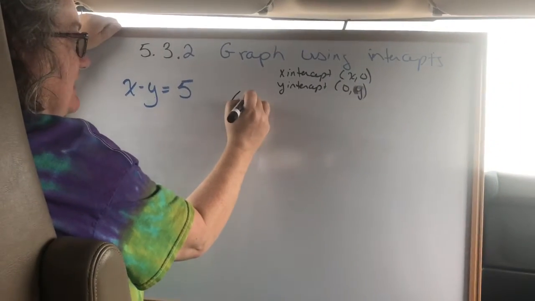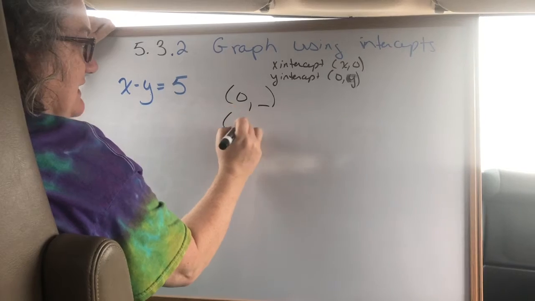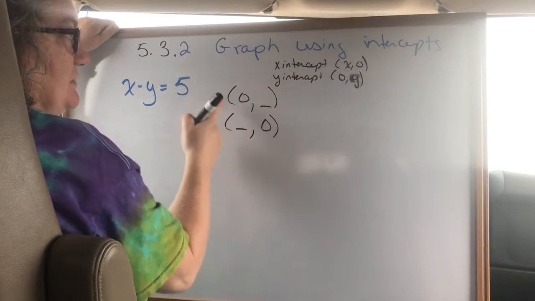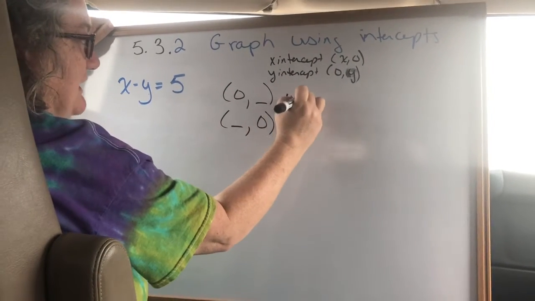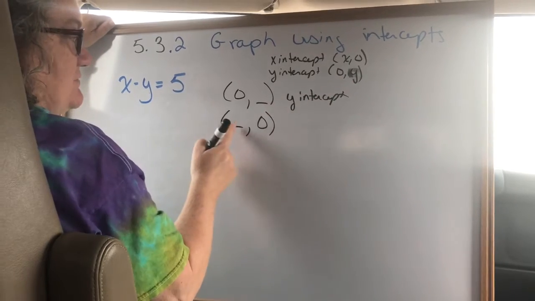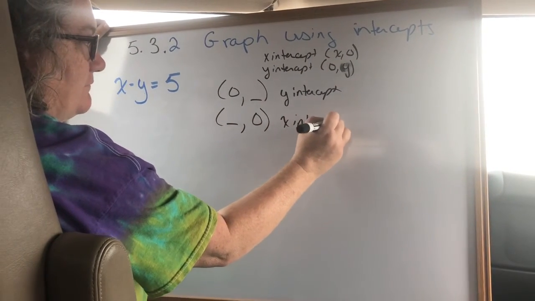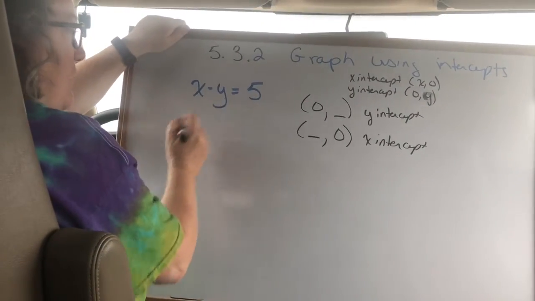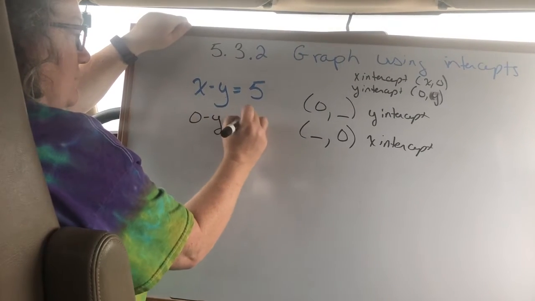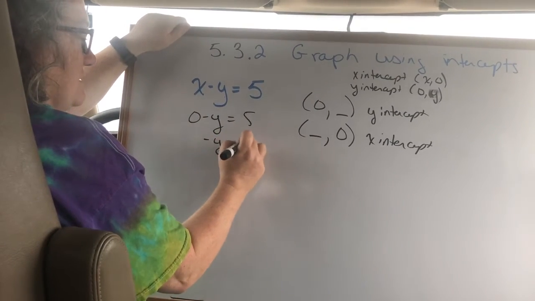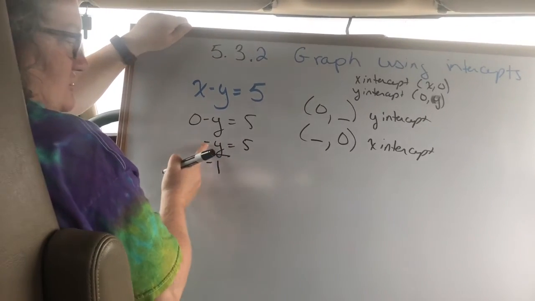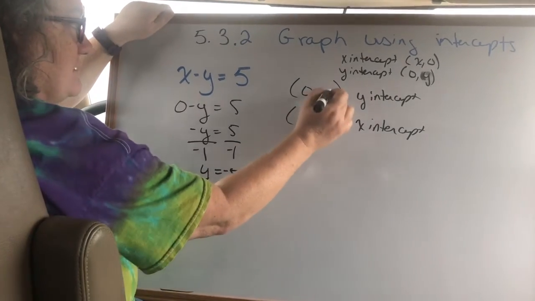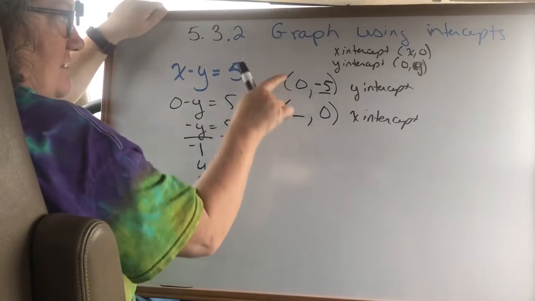That means I need to have a 0, comma, y and a spot, comma, 0. So this right here would be my, which intercept is this one? The y-intercept. And this one down here would be my x-intercept. So I'm going to take this 0, which is my x value, and I'm going to plug it over here and find out what my y is. So I go 0 minus y equals 5, and that means negative y equals 5. And I divide by negative 1, because there's understood to be a 1 in front of there, negative 1, y equals negative 5. So there we go. I found my point. That's my y-intercept.